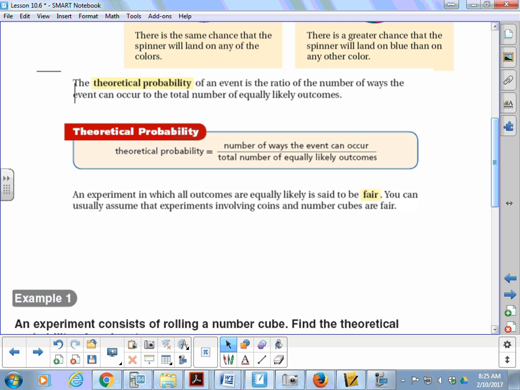An experiment in which all outcomes are equally likely is said to be fair. You can usually assume that experiments involving coins and number cubes are fair. If we're doing a spinner, sometimes the spinner is a little lopsided, and so it might not give you the exact thing you're looking for. Or if you've got a bag of marbles and you're digging in the bag and pulling out a marble, maybe one of the marbles feels a little different than the other ones.